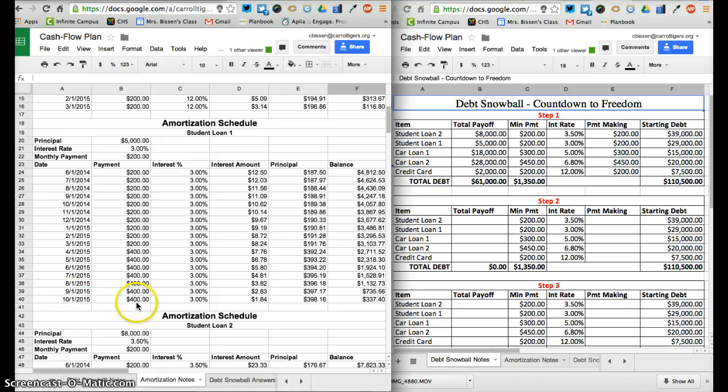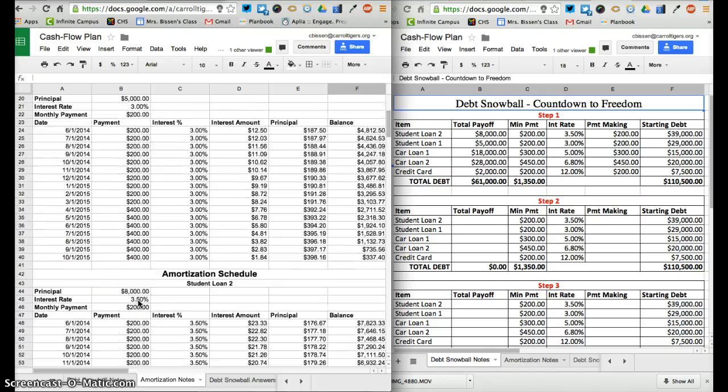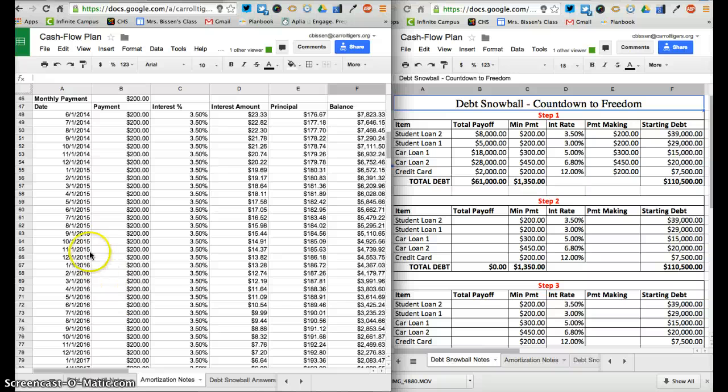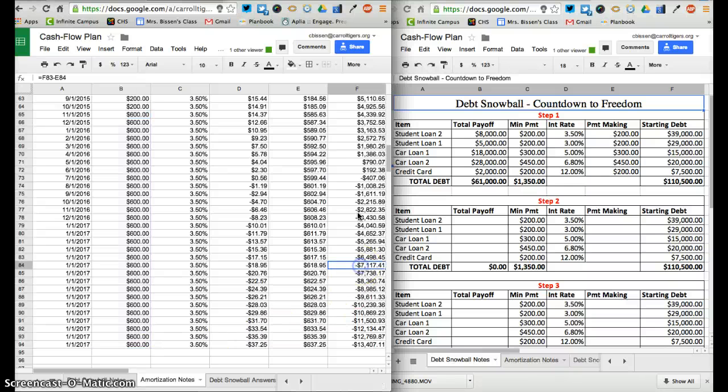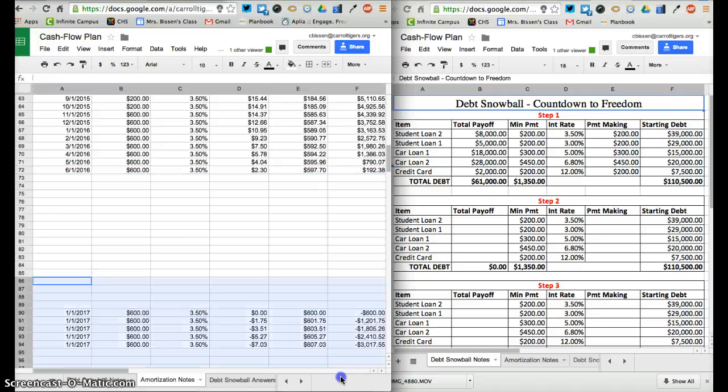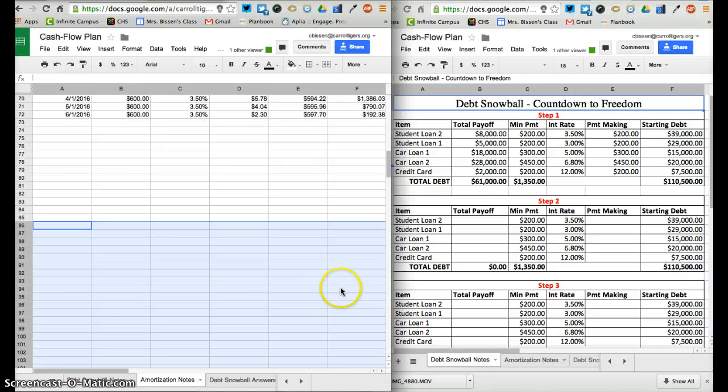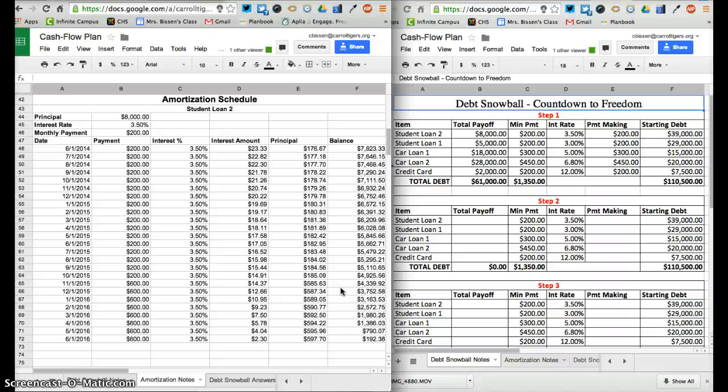So 10/1/15, we're done paying $400 a month. So 11/1/15, we can add $400. So this will be $600. You can pull this down. And now, yep, my negative went way up. I can delete all the negatives. And I should be good to go on this student loan 2.